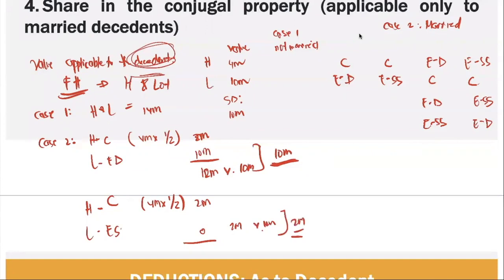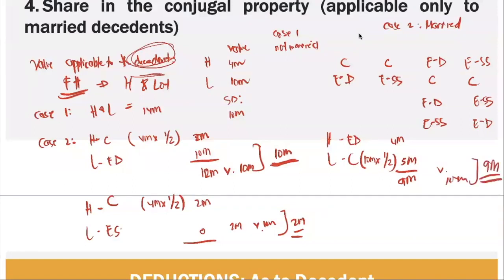Another case: the house is exclusive of the decedent, while the lot is considered conjugal. If it's exclusive to the decedent, we get the whole 4 million. And since the lot is conjugal, out of the 10 million, we get only 1/2, 5 million. So this is 9 million versus the 10 million max amount, which is lower? 9 million.